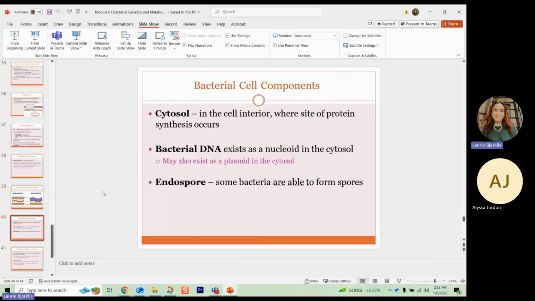All right, more components of a bacteria. Cytosol is just the interior world of the cell. Of course, they have DNA, might be existing and also in a plasmid DNA. And then some bacteria can produce spores. Not all bacteria, just some. So when we start learning different bacteria, we'll talk about if they are able to produce spores or not.